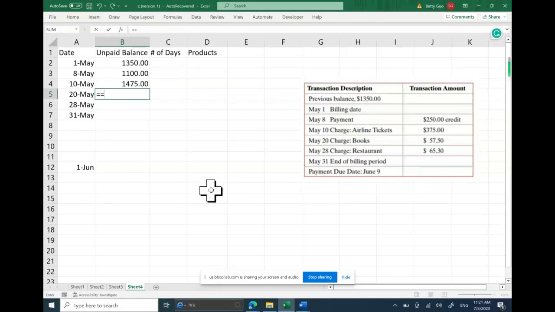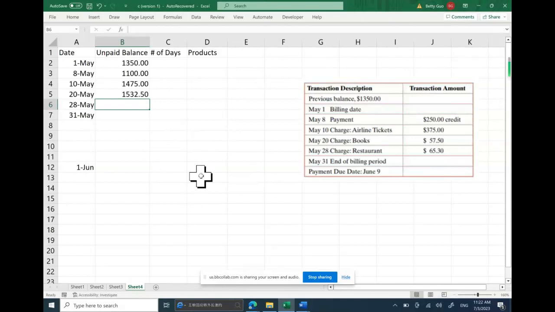Do the math. Those are not difficult, just plus, minus, multiply, divide. You don't have very complicated operations you need to handle. So on May 20th, the balance goes up again. We're going to have B4 plus $57.50. Okay. And on May 28th, you pay the restaurant.